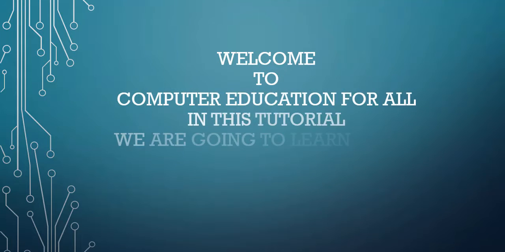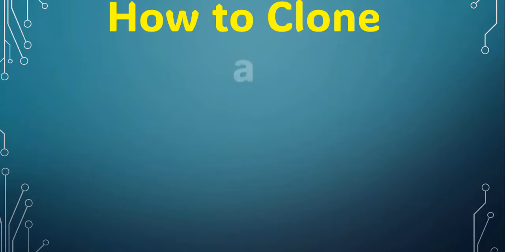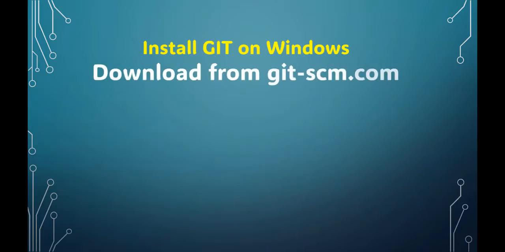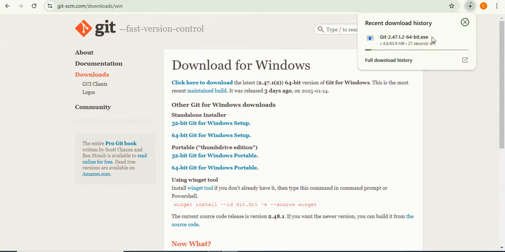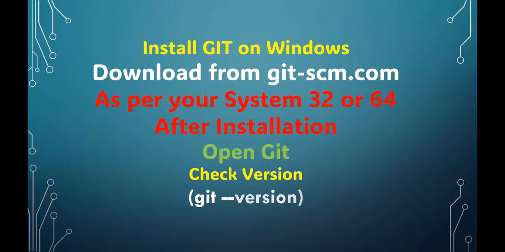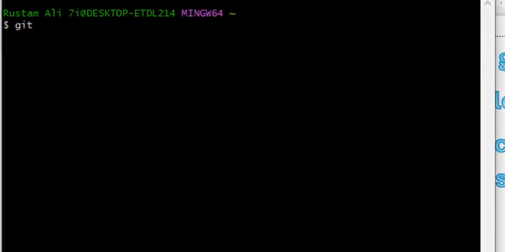In this tutorial, we are going to learn how to clone a GitHub repository, a step-by-step guide. Install Git on Windows, download from git-scm.com, as per your system requirements. Open Git from Windows. To check the version, type git --version.